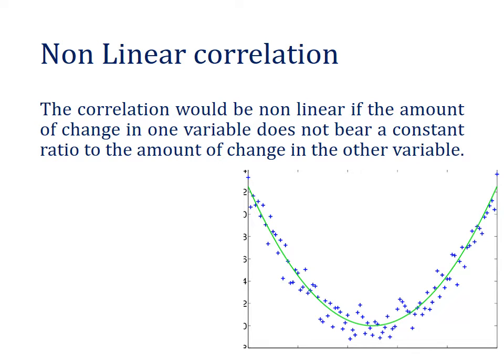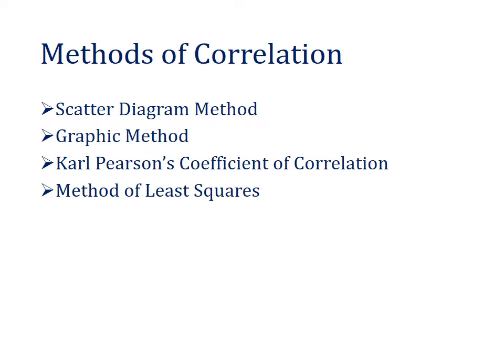Non-linear correlation: the correlation is non-linear if the amount of change in one variable is not constant with the amount of change in the other variable. In this correlation, you will not find a graph with a straight line; you will see a graph with a curved line, which is called non-linear correlation.